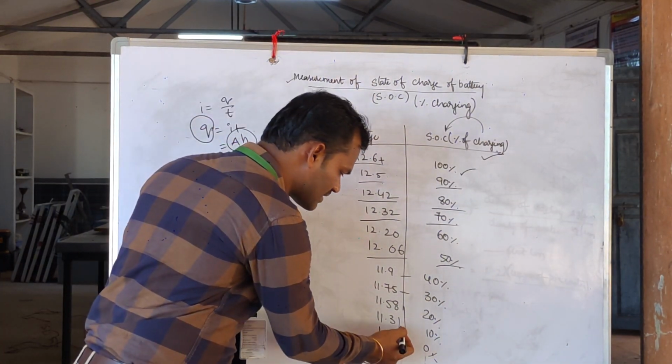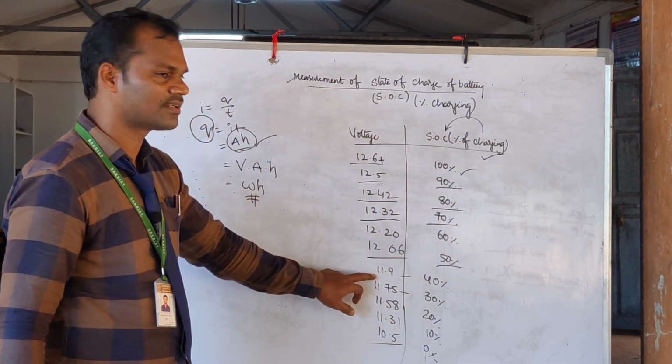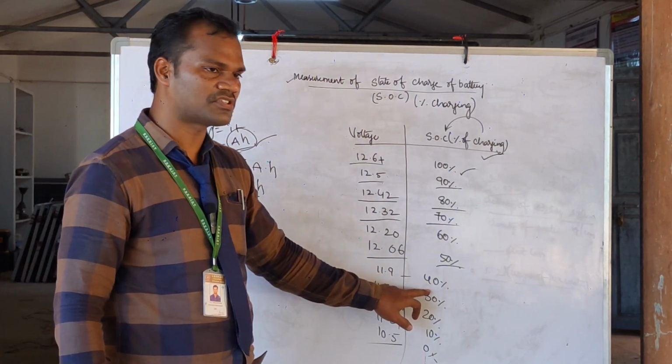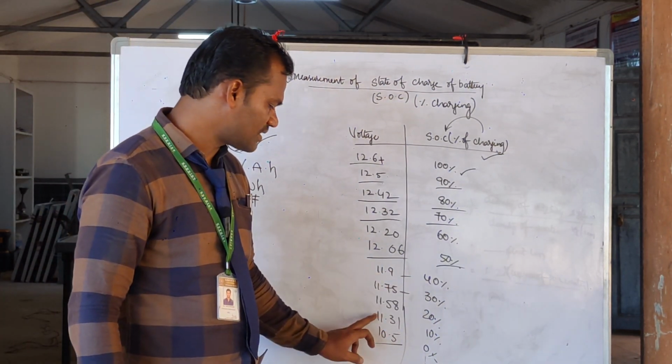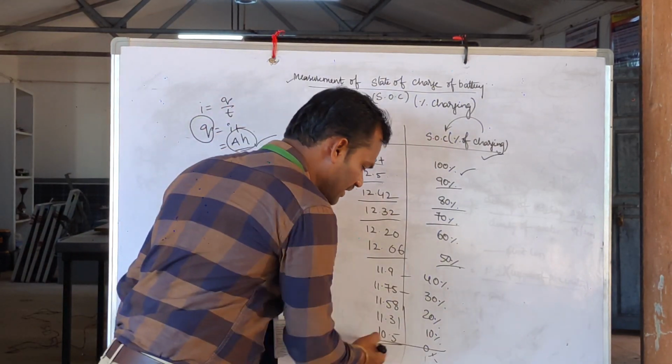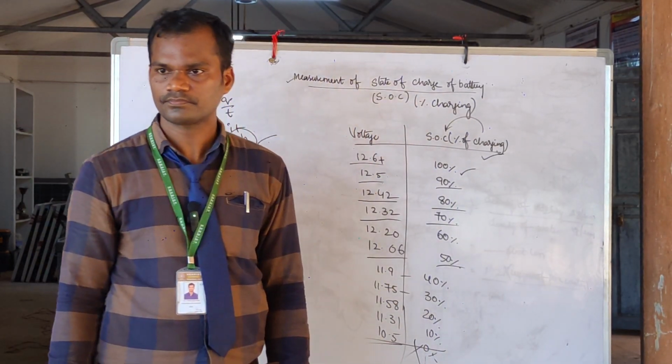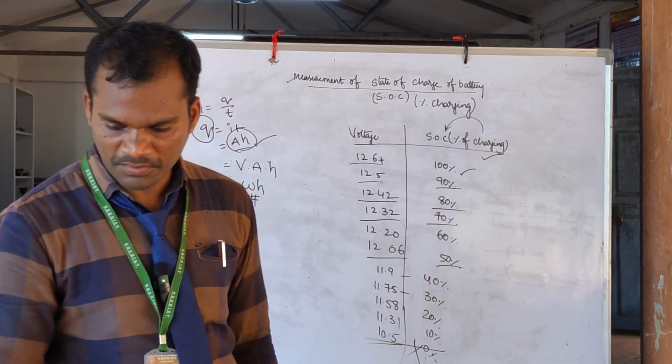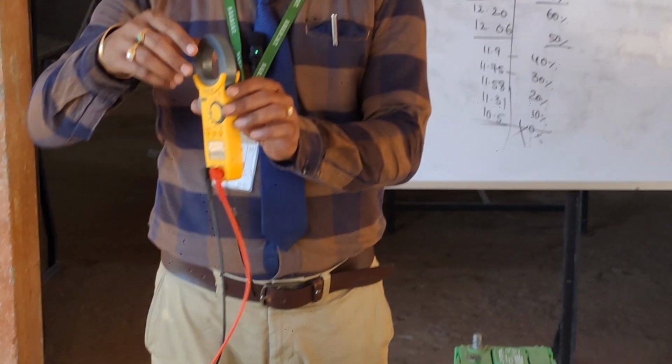If it is showing less than 12, you see here 11.9, how much state of charge? 40%. If it is showing less than 10, say 10.5, there is no charge. The battery has to be recharged. Now let's perform our experiment on the battery.